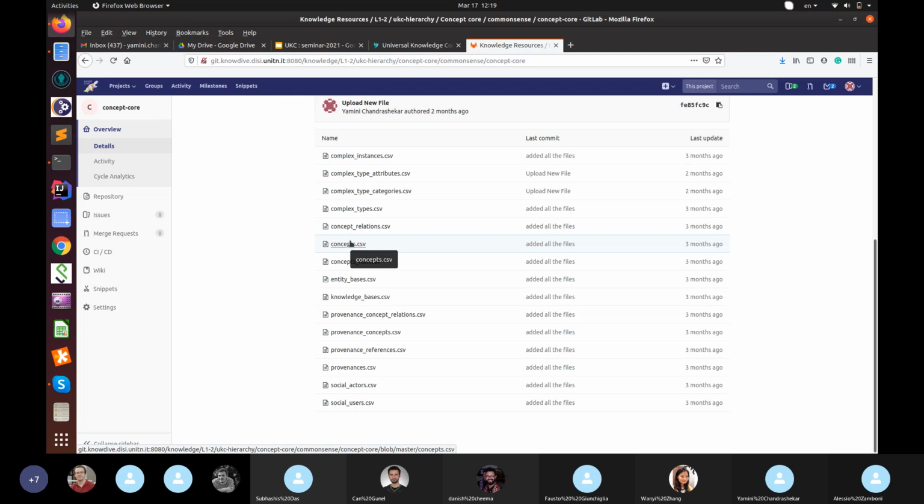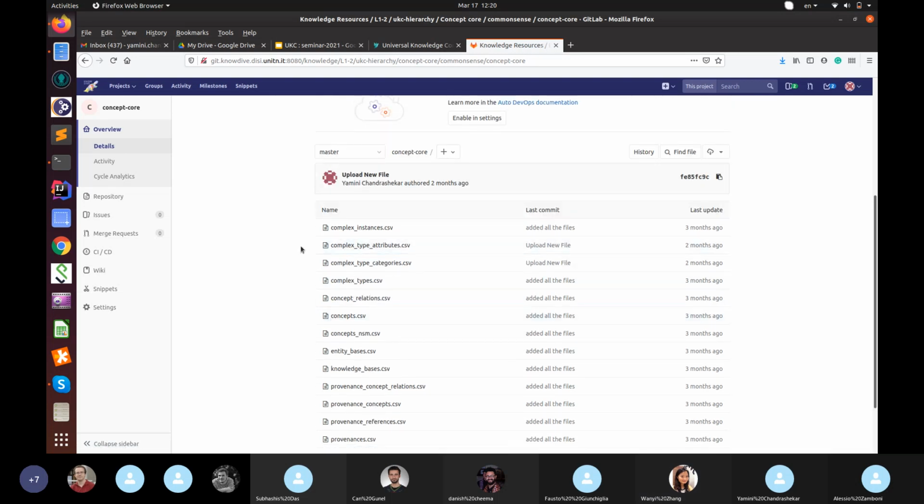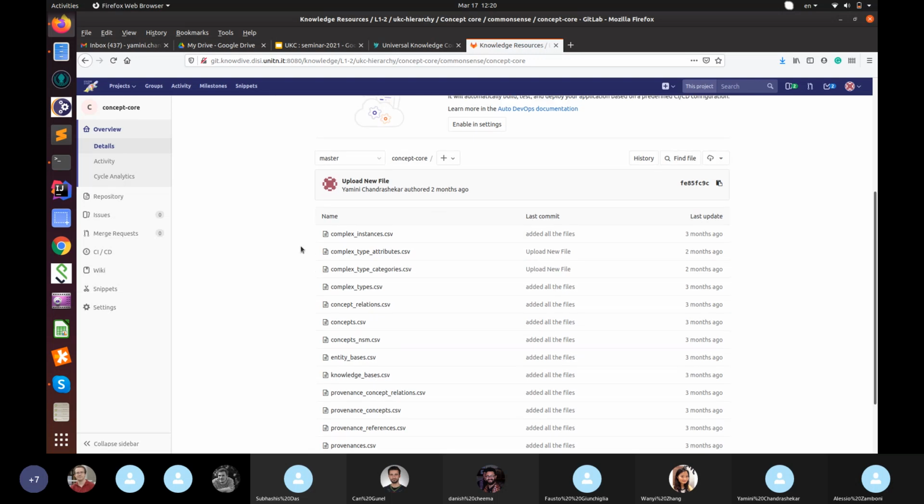So we have other platforms such as the dump itself, which would provide you the entire connection, or we have the interface. For now, we have the UKC website where we can type in the word and get the ID. Otherwise, we can find the local concept ID from the concept core, and then link it with the particular language you want to look for in the language core.